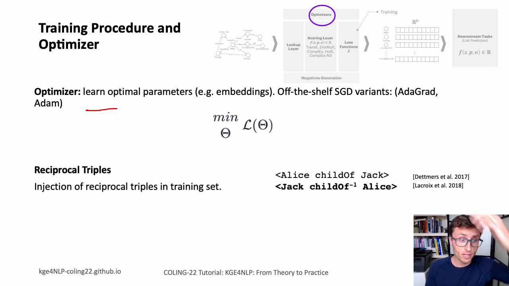Now, it's worth pointing out that some works inject reciprocal triples in the training set. An example of a reciprocal triple is shown here on the slide. This is important when comparing methods, to make sure that comparisons are done in the fairest way.